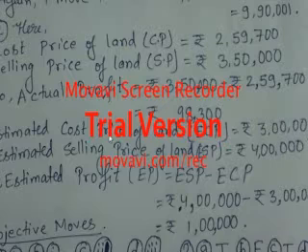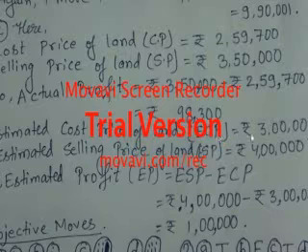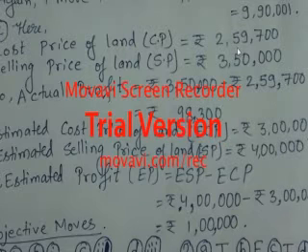Now in the estimated cost price of land, I have written ECP, meaning estimated cost price, is equal to rupees 3 lakh. Why? Because if you see, there is 5 in the 10,000 place. I had said that if there is 5 or more in 10,000, then in the nearest lakh, 1 will be added. So 1 had been added and it became 3 lakh.